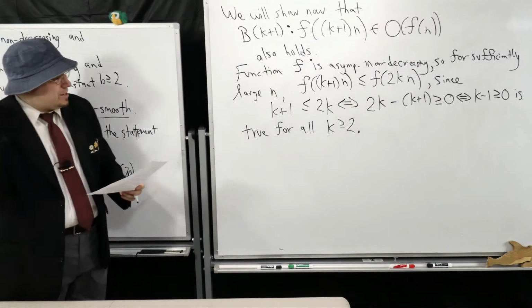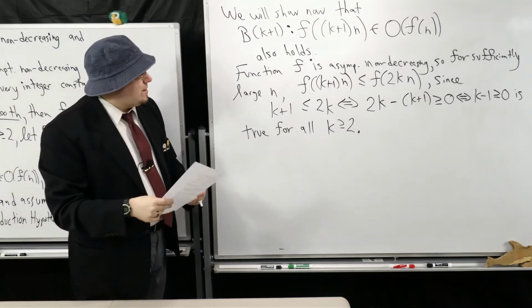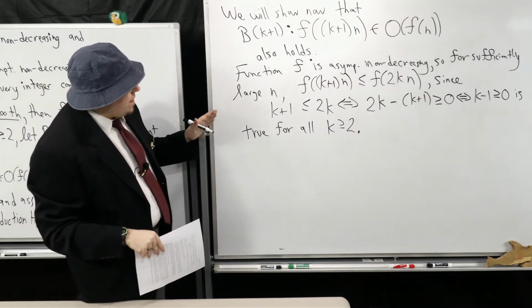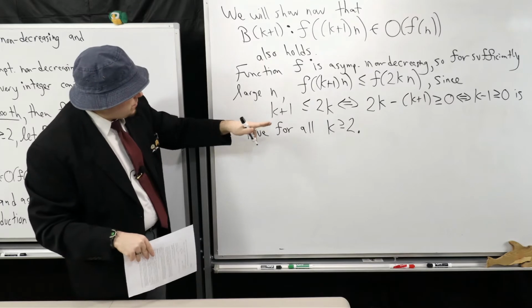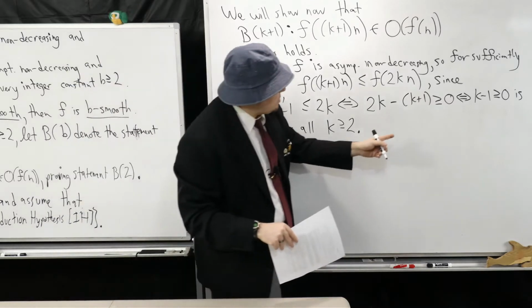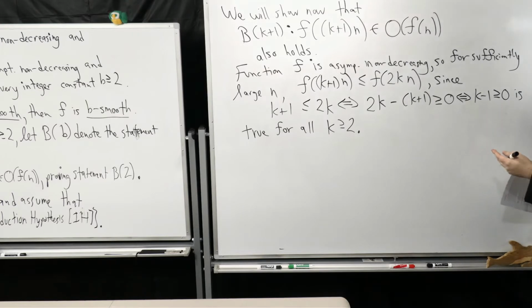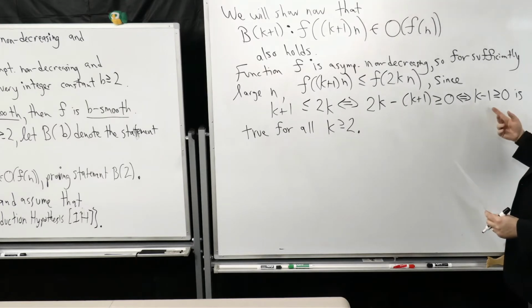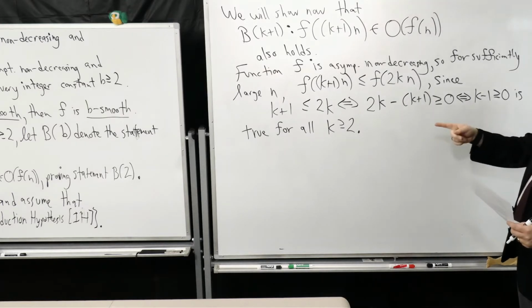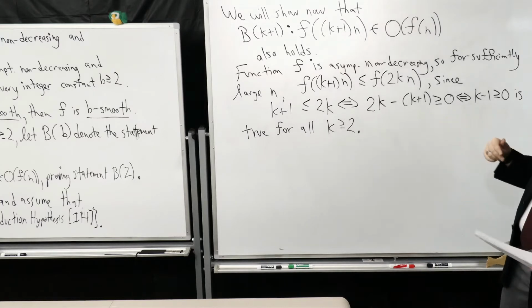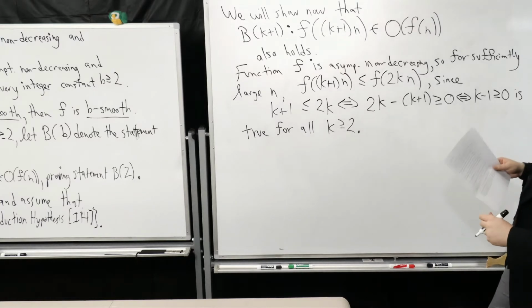Remember, in the induction, k is greater or equal to 2. So I just want to make sure this holds for k greater or equal to 2, because if you put 2 in here, for example, you get 2 minus 1, which is 1, that's greater or equal to 0. I just want to make sure this is true for all sufficient k, which we define to be k greater or equal to 2, right?